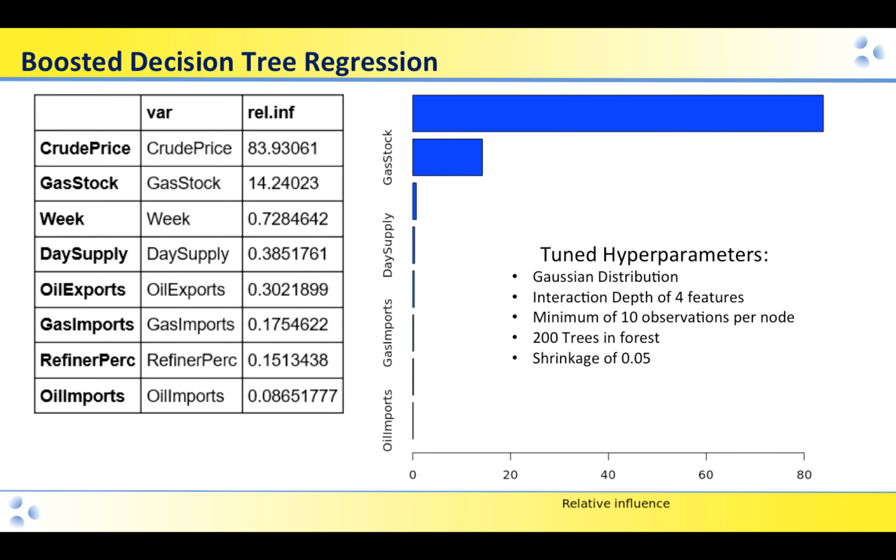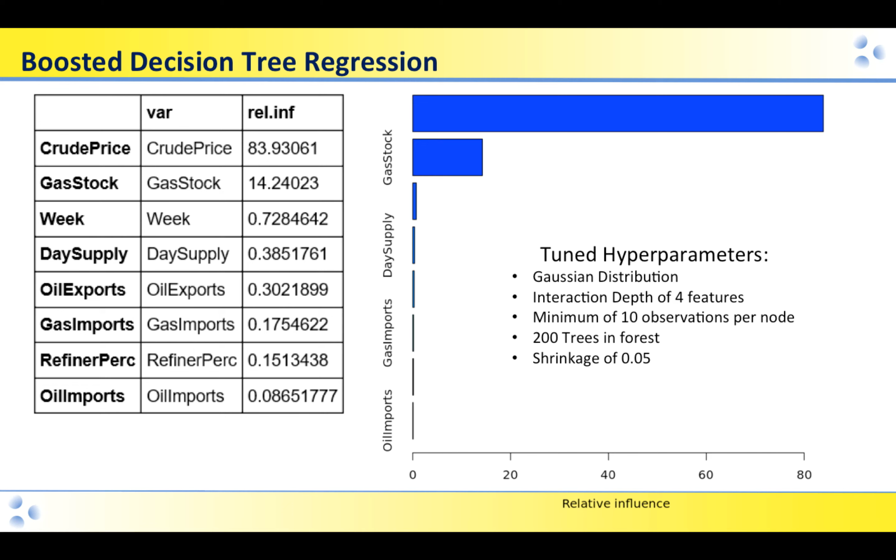One of the nice things about the boosted decision tree regression is that it actually returns information about the relative importance of the different inputs. And this lets me look at how the inputs are impacting the model prediction. Certainly we can see that the crude price has a relative influence of 83.9. So by far the most important parameter in predicting the output of the gasoline at the pump prices.